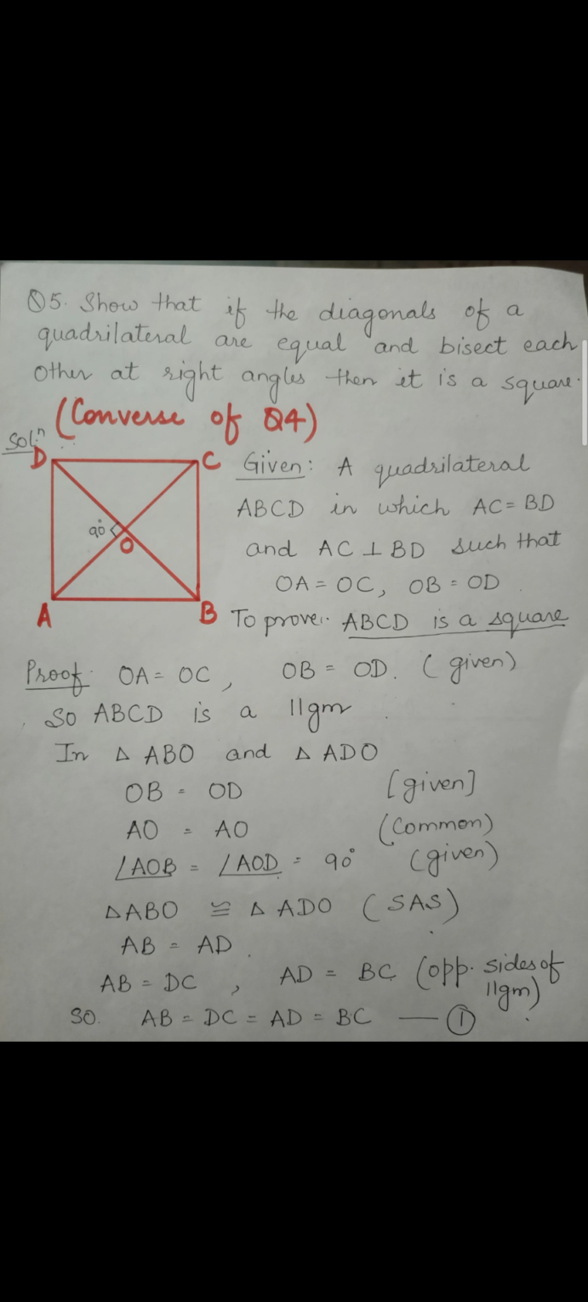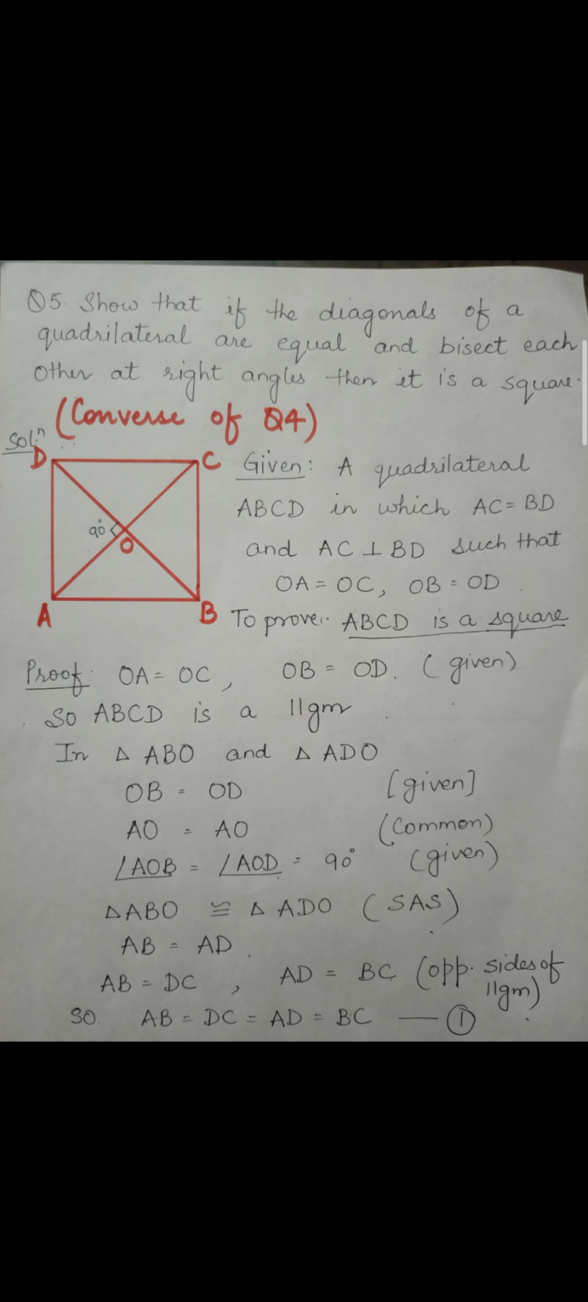It is given that OA is equal to OC and OB is equal to OD. Diagonals bisect each other, then ABCD is a parallelogram. This is the property of a parallelogram, that if diagonals bisect each other, then the quadrilateral is a parallelogram, and if a quadrilateral is a parallelogram, then diagonals bisect each other. So we are using here diagonals bisect each other, so ABCD is a parallelogram. Now in the parallelogram, we have to prove adjacent sides are equal, then it becomes a rhombus.